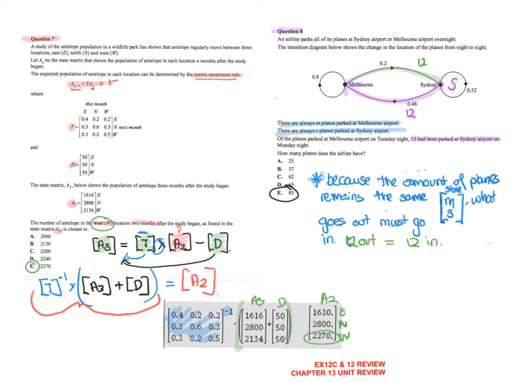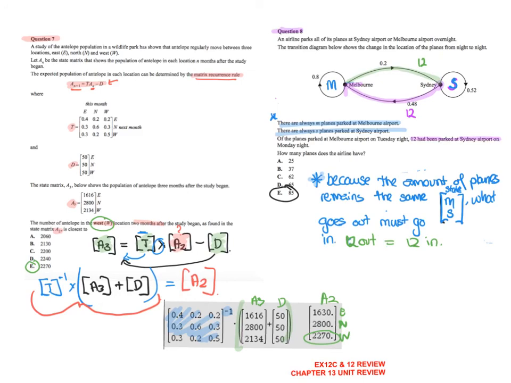In question 8, it says an airline parks all of its planes at Sydney and at Melbourne Airport overnight. The transition diagram shows the change of location from night to night. Now, here was a very important statement where they say there's always M planes at Melbourne Airport and S planes at Sydney Airport. So the amount of planes at each airport doesn't change, so they balance out.